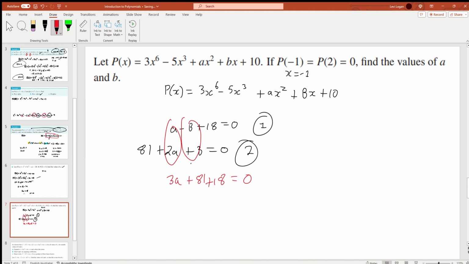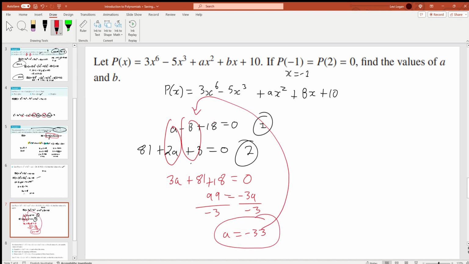One variable and just numbers, sorry. So what we're going to have is 99 equals, and move the 3a to the other side, so minus 3a, divide by negative 3, sorry. 99 divided by 3 is 33, so a is negative 33. Then we substitute that into either equation, either this one or this one down here, doesn't really matter.